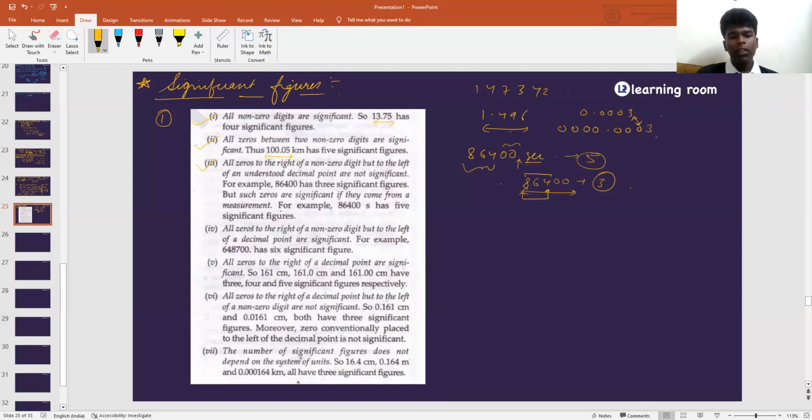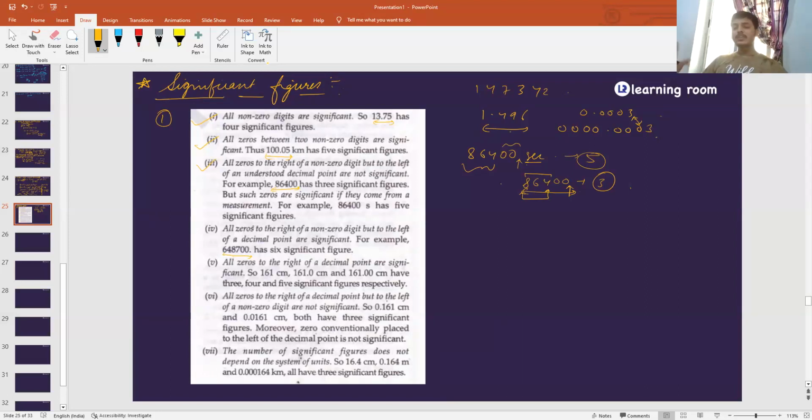Sir, but the fourth rule says all zeros to the right of a non-zero digit but to the left of a decimal point are significant. Here we did not specify the decimal. That is an understood decimal. That means you understand that there is a decimal, but actually it is not there. You see here, they have not written the decimal. But here they describe 648700 with the decimal present. In that case, you have to count the zeros.